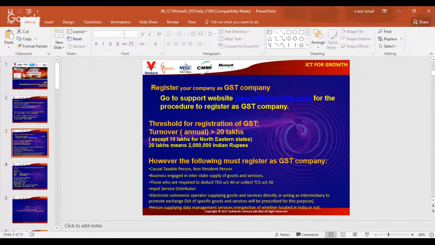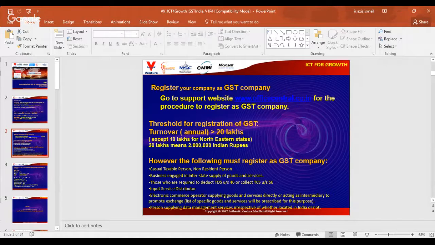Of course, if you haven't registered your company as a GST company, then you will go to our website, officecentral.co.india, for the procedure to register a GST company. And by now, I believe most of you are already registered GST companies in India. If you want to look at the threshold of the registration of a GST company, for most of the companies, it will be 20 lakhs rupee, except for the northeastern states, where the threshold is 10 lakhs.